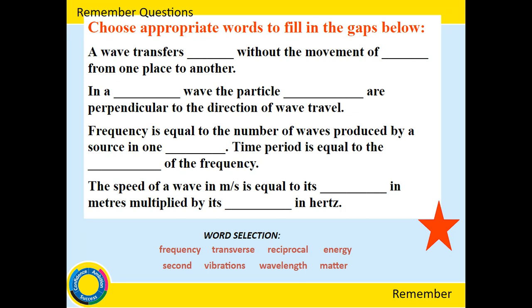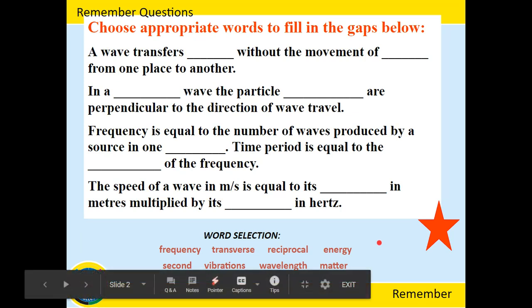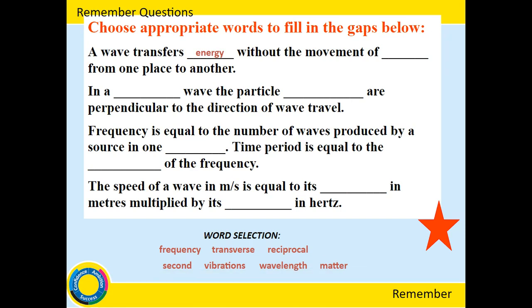Welcome back. So let's mark the presentation. So a wave transfers energy without the movement of matter. In other words, the particles will stay where they are. They'll move up and down as the wave passes, or they'll move backwards and forwards as the wave passes, but they stay in their own location. They don't move with the wave.